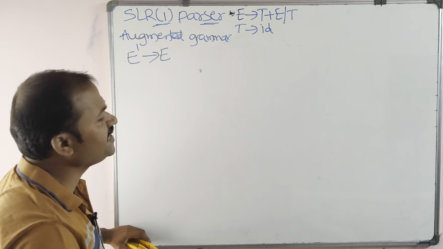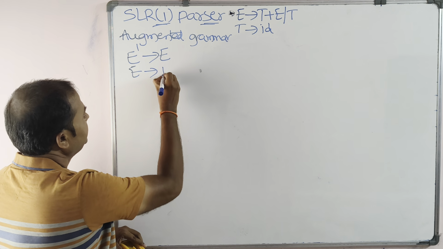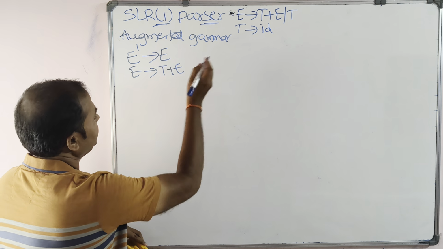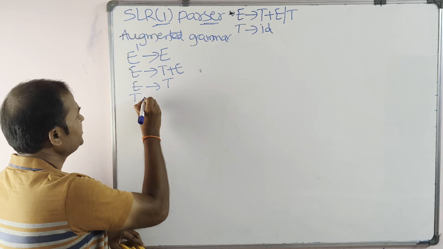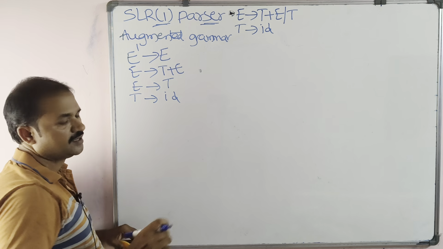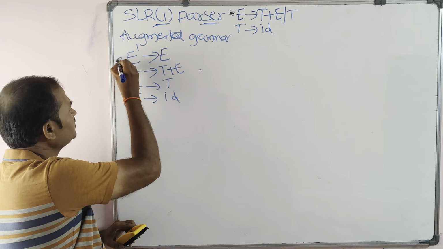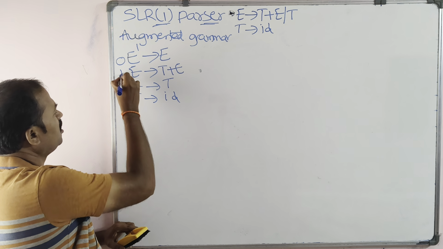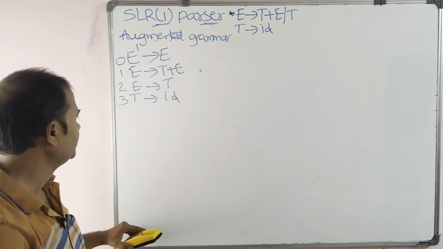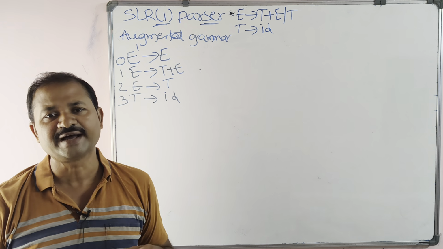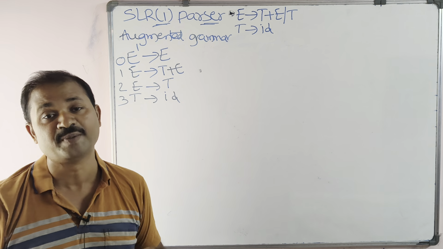Next, write the remaining productions as they are. E produces T plus E. Next, E produces T. Next, T produces ID. Next, give the numbering for these productions. So this is the new production, so give 0. So all these are the available productions: 1, 2, 3.